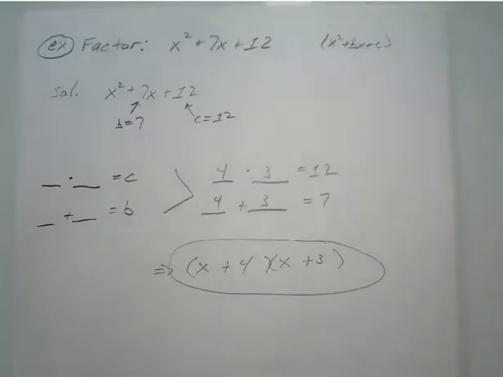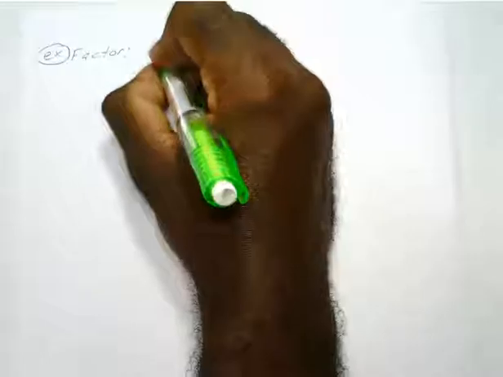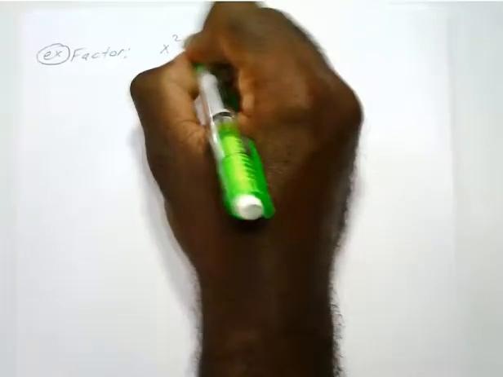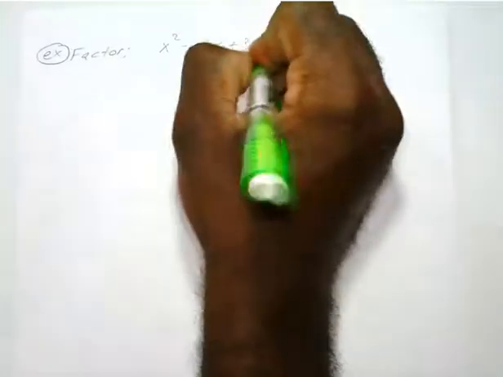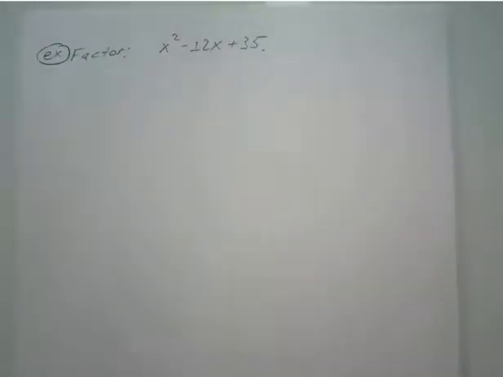If you're still writing, press pause, but we're going to go to our next example. Let's say you wanted to factor x squared minus 12x plus 35.